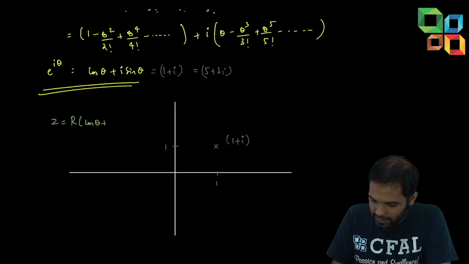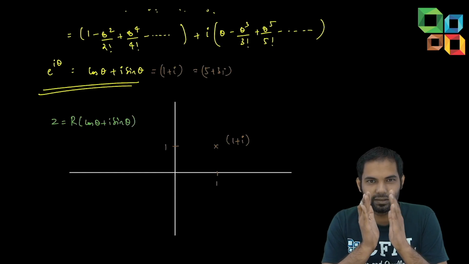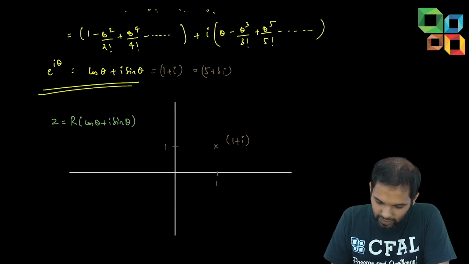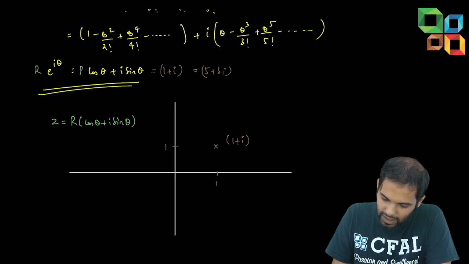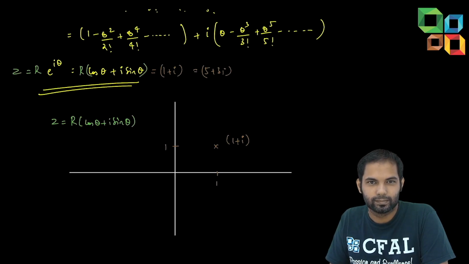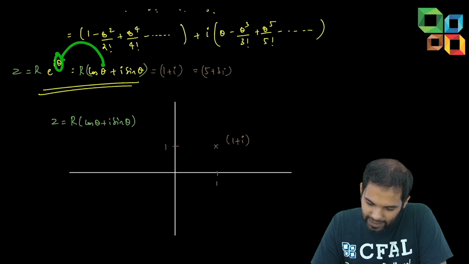Then only, because we need the magnitude. Angle wise, it's fine. Cos theta plus i sin theta was giving you the angle, but not the magnitude. Similarly, if I multiply both sides with r here, this is going to give you the complex number. Now, are you able to figure out that this angle is nothing but the angle you have to write here?